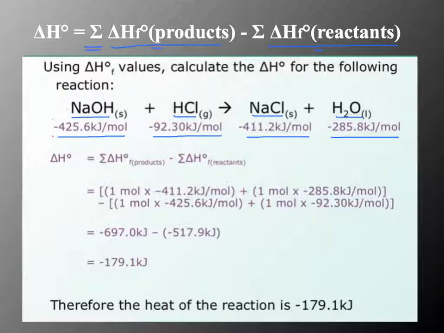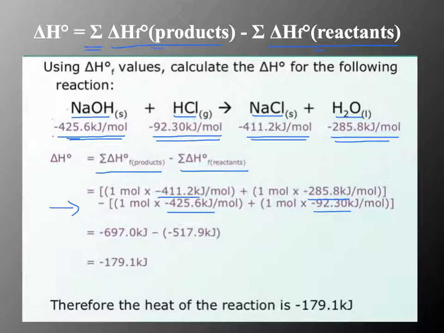So anyway, back to using our formula. We need to take the sum of the enthalpy of formation for products and subtract from that the sum of the enthalpy of reactants. And so the numbers are all put out here. You can see we've got our negative 411 coming from our products, the sodium chloride, and then our negative 285 coming from water. And our negative 425 coming from sodium hydroxide, and the negative 92 coming from hydrochloric acid.